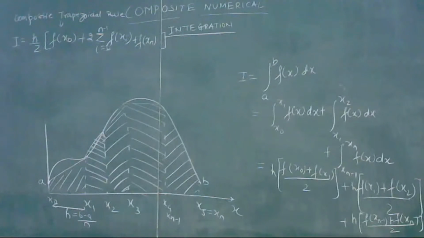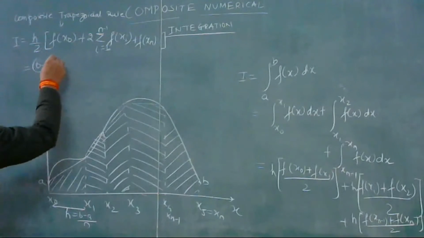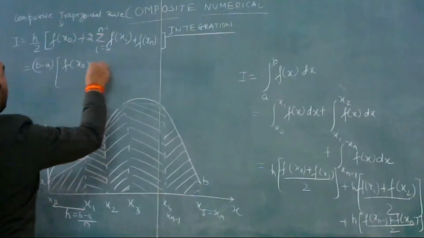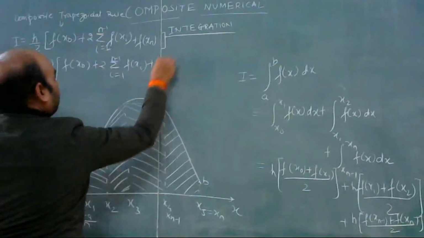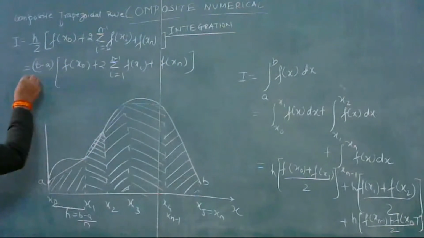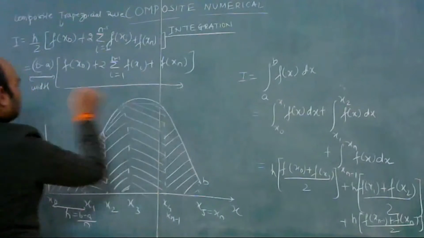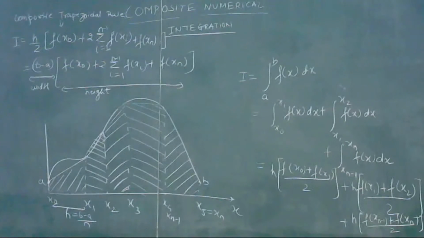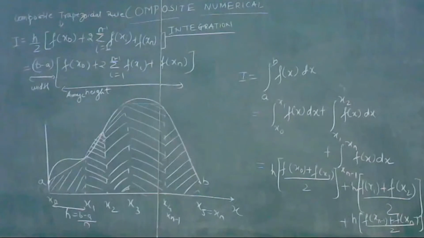This can be written with h as b minus a, over n, times f of x0 plus twice the summation for i equal to 1 to n minus 1 of f of xi plus f of xn. This is the width, and this is the average height. Area is width into height. In this way we are getting the integration.